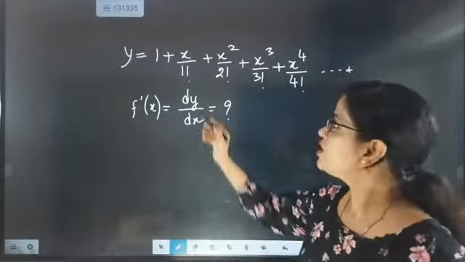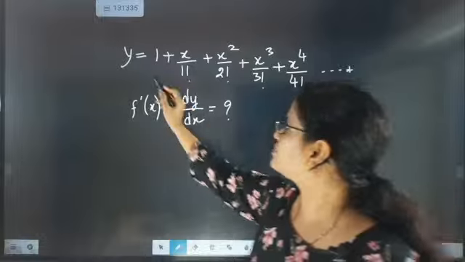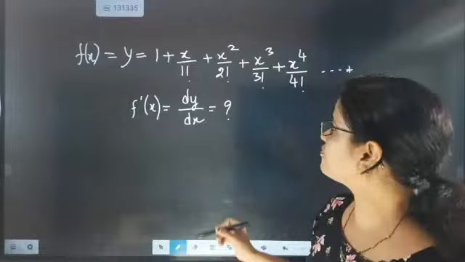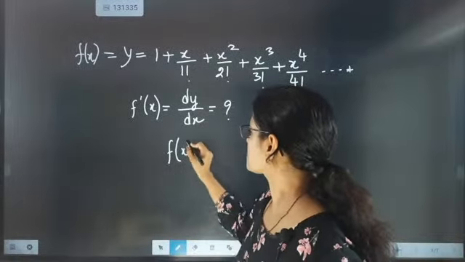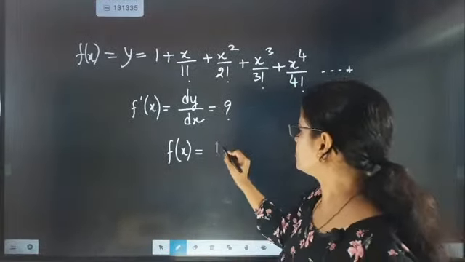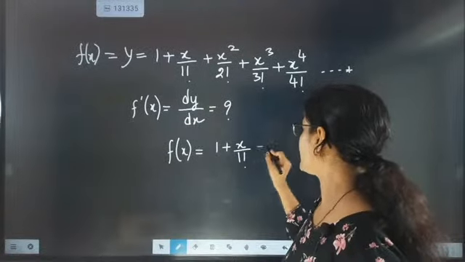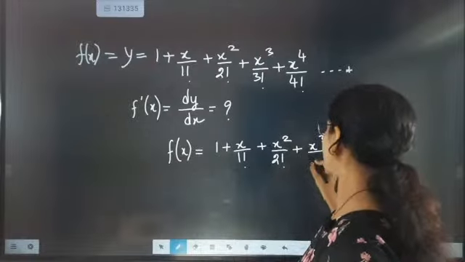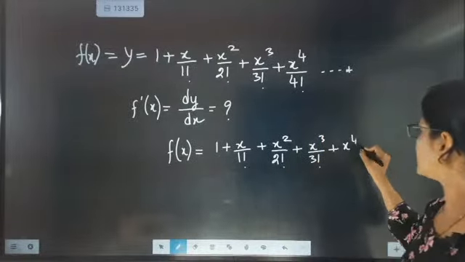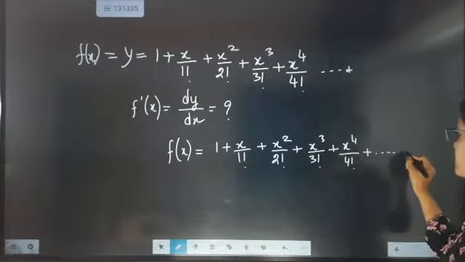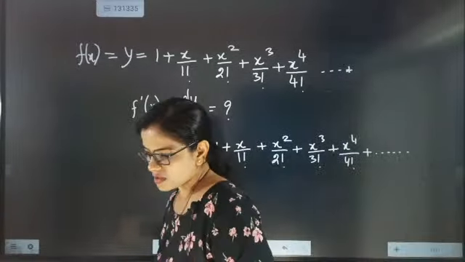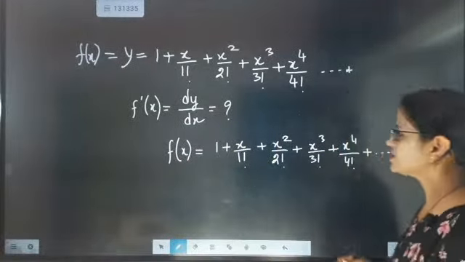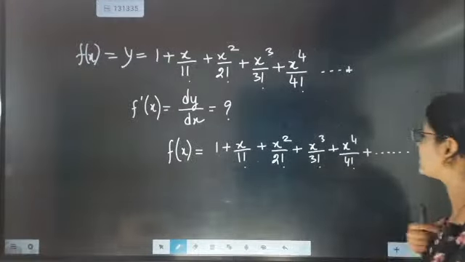First, we know that y is equal to this much given. That means it will be f of x. Fine. So it is f of x. Now f of x is equal to 1 plus x by 1 factorial plus x square by 2 factorial plus x cube by 3 factorial plus x4 by 4 factorial.